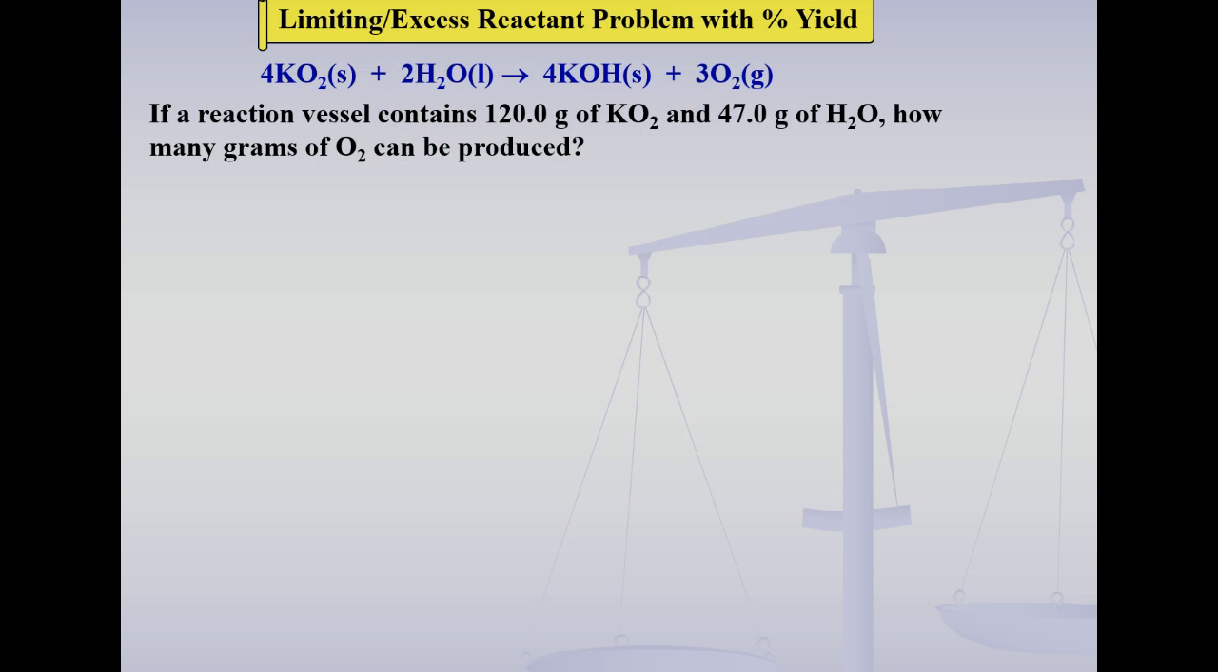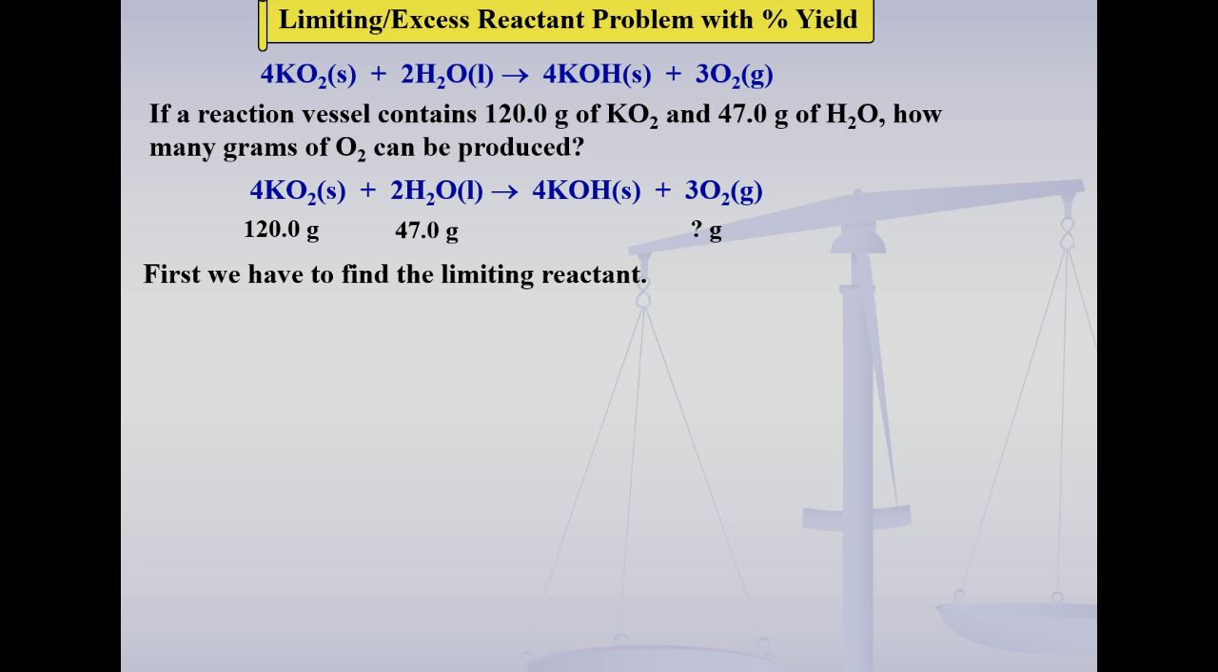All right, so let's take a look at a problem. If a reaction vessel contains 120.0 grams of potassium superoxide and 47.0 grams of water, how many grams of oxygen can be produced? All right, so let's list what we know. And look at that. You have amounts of two reactants. Well, what do you know? What do you have to do whenever you have the amounts of two reactants? Yep, that's right. You need to find the limiting reactant first. So convert both of your reactants to moles using the formula mass.